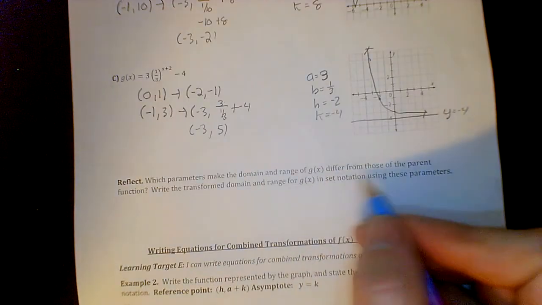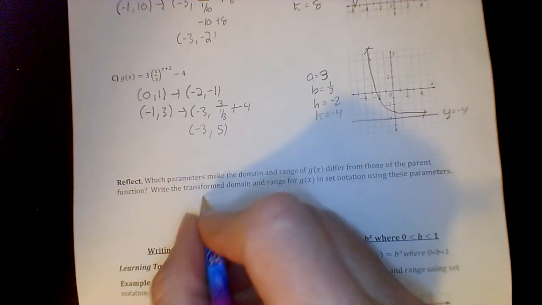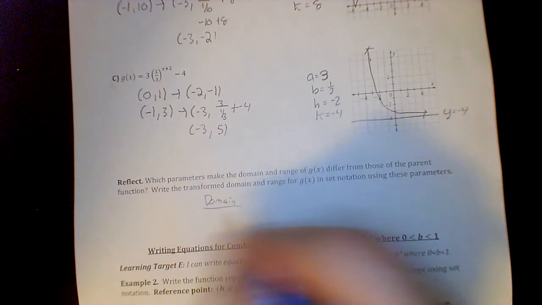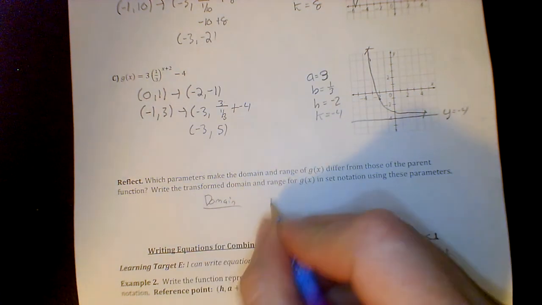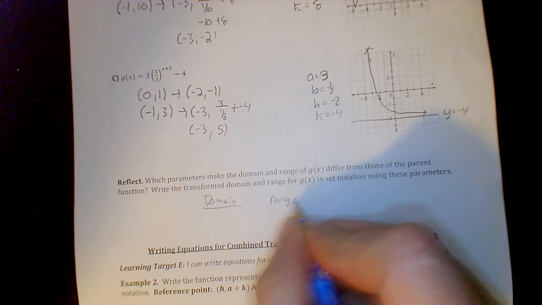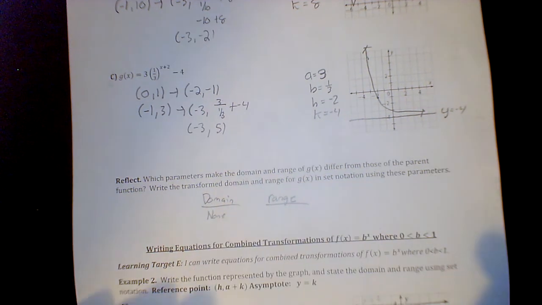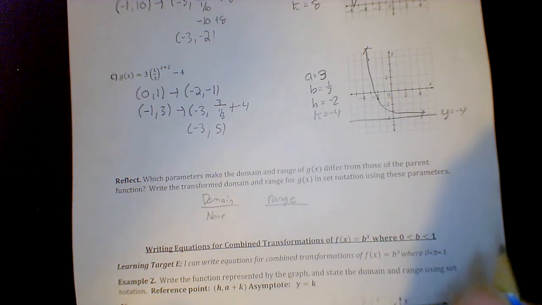Parameters that make the domain and range differ from those of the parent functions. Well, domain and range. There's really nothing that changes the domain, so I'm going to say none. Although, obviously, our H value changes our K. The domain is always going to be -infinity to +infinity.